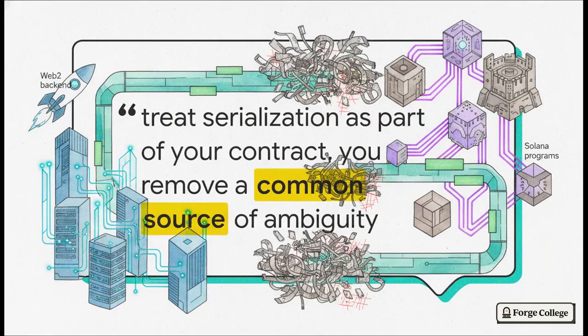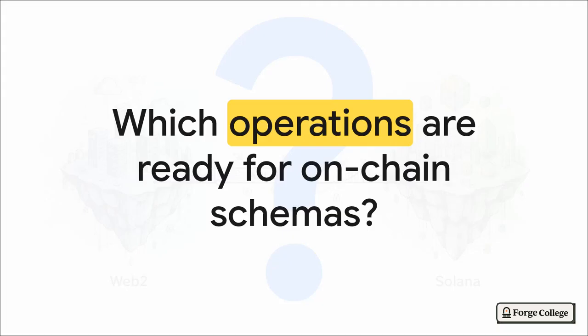The ultimate takeaway is this. When you treat serialization as part of your contract, you remove a common source of ambiguity and testing friction. Strict validation and perfectly packed data aren't just nice to have. They are the absolute contractual foundation of a stable hybrid application. Without this rigorous engineering, your fast Web2 backend and your secure Solana programs will honestly just be shouting past each other. So, I'll leave you with this final engineering challenge.